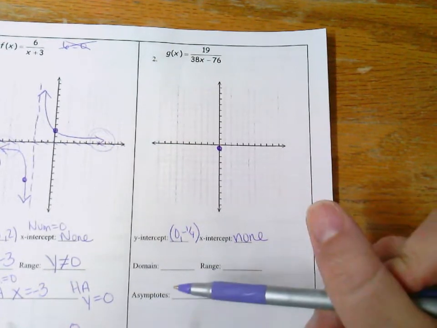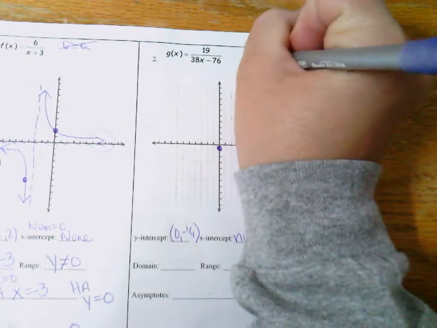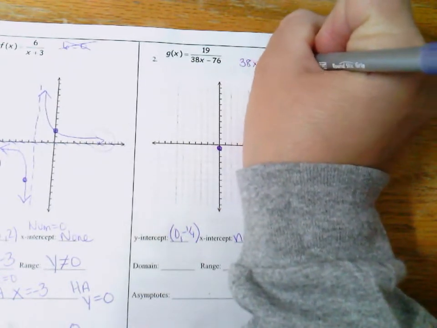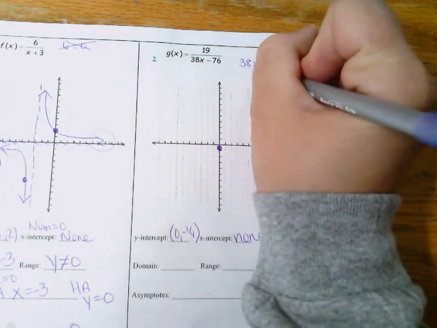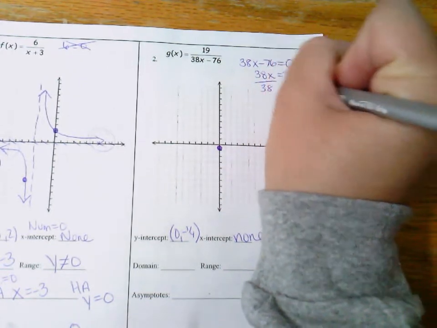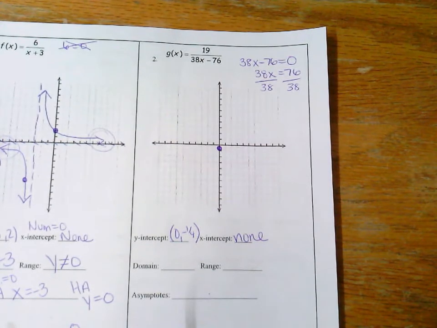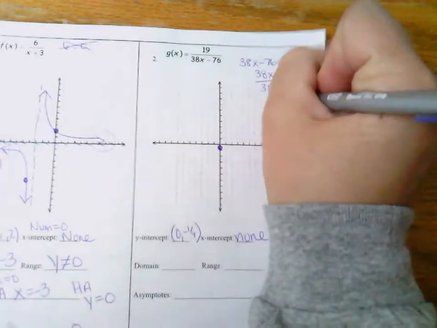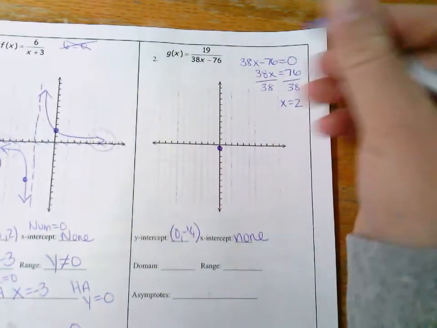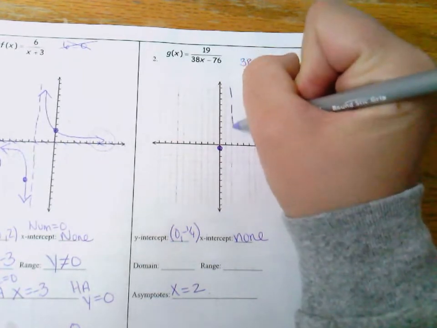My vertical asymptote is going to happen when 38x minus 76 equals 0. So I'm going to add the 76 to the other side and divide by 38. And 76 divided by 38 is just 2. So x has to equal 2. So that is my vertical asymptote.